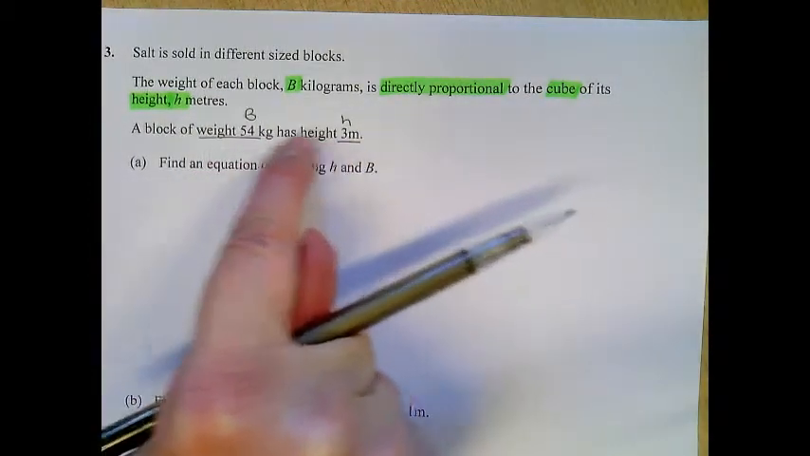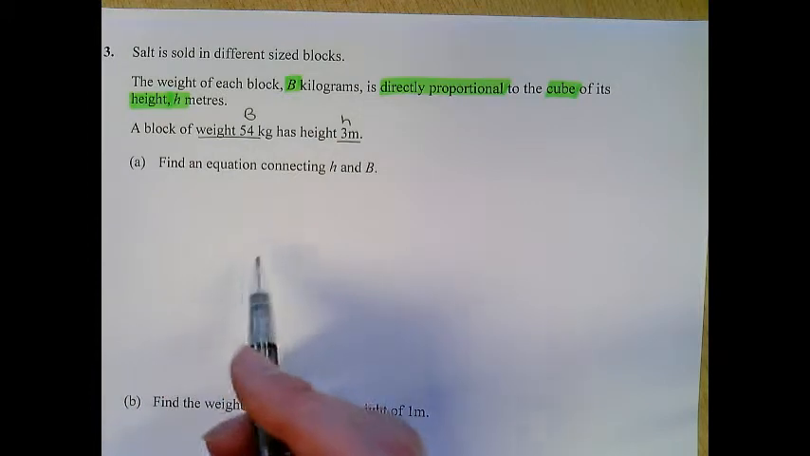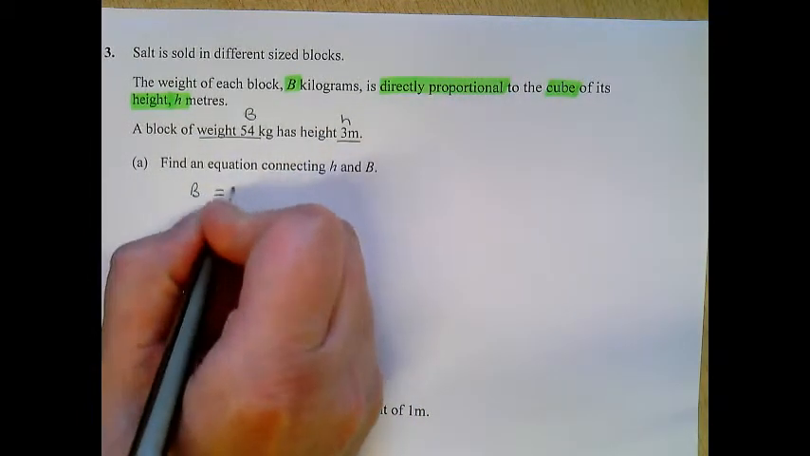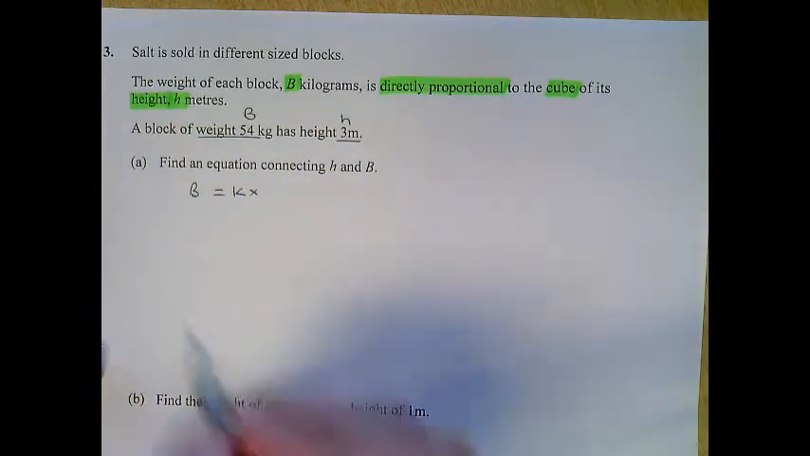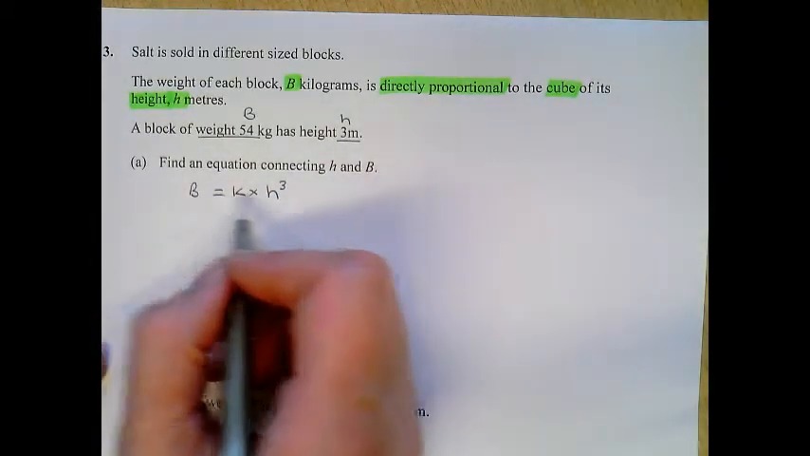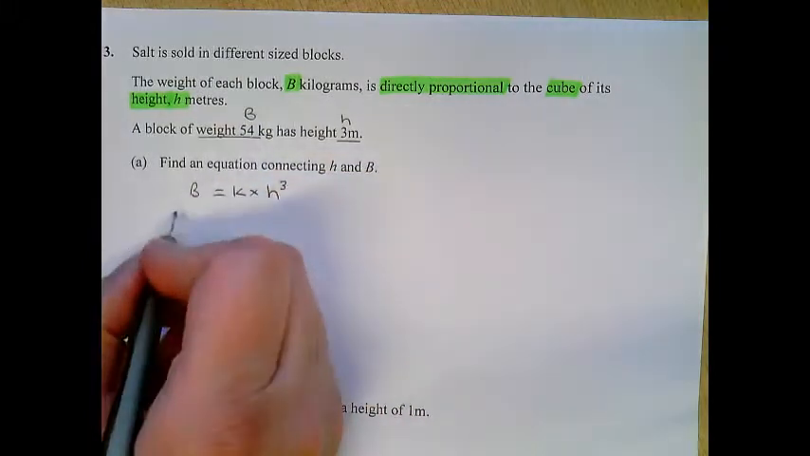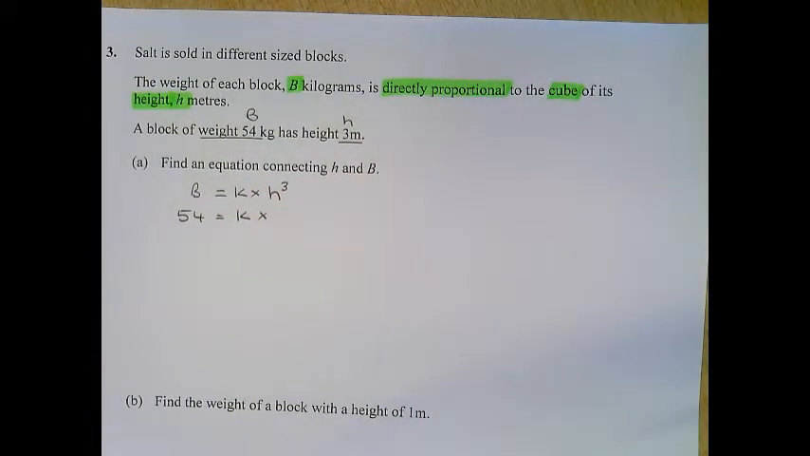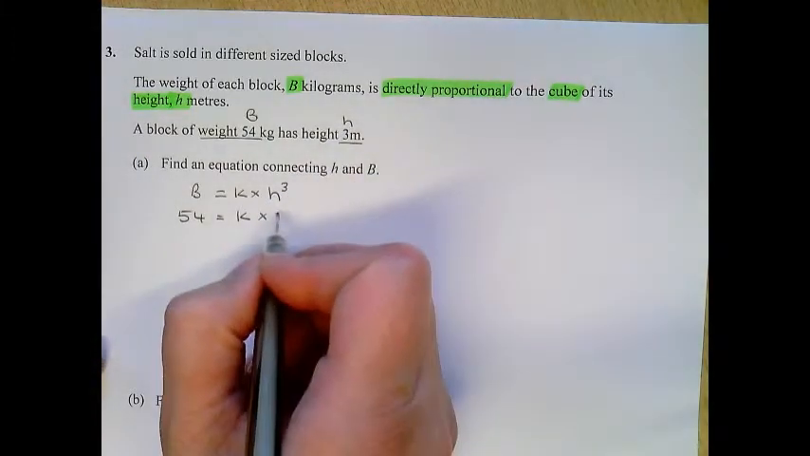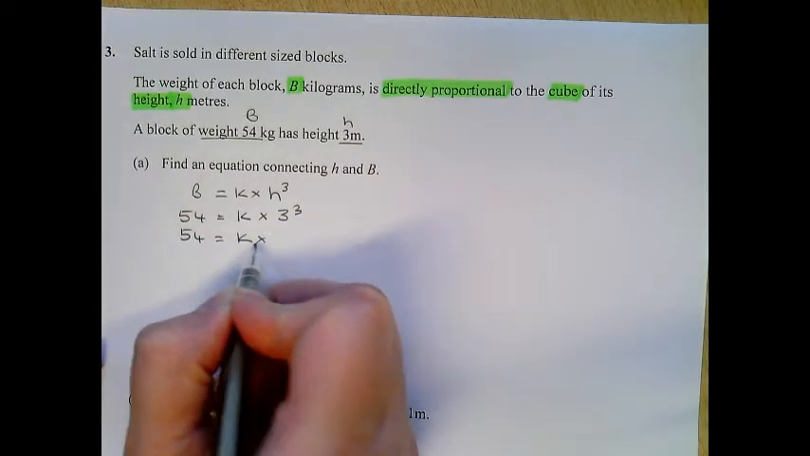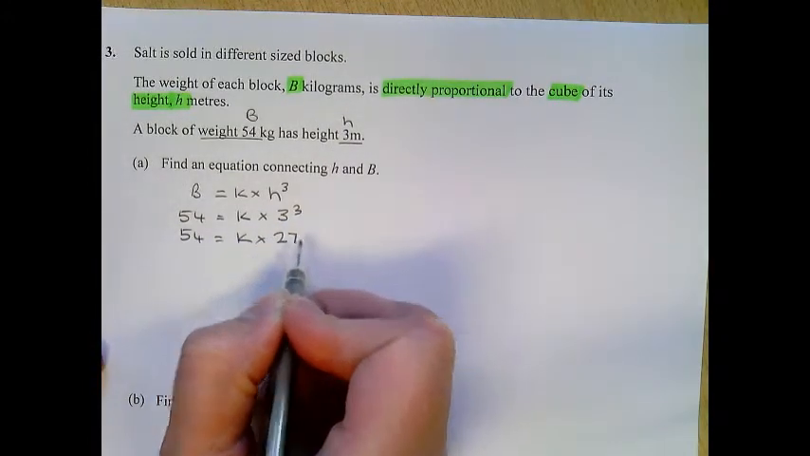So that's them giving you the two numbers that work in the equation, but you need to start off with your basic equation first. So you're told B is directly proportional to the cube of the height. So B, directly proportional, means K times, and then the cube of the height means the height cubed. So that's your basic equation. Then put B equal to 54. Leave K for a minute. We need to work it out. And then H cubed would be 3 cubed. Then leave the 54, leave the K, change the 3 cubed to 27.